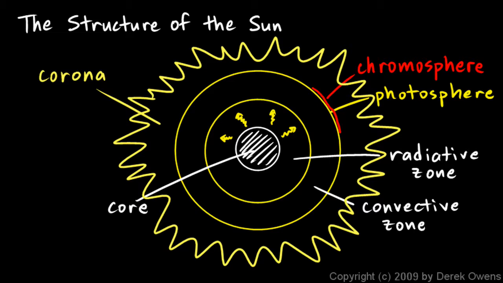In the convective zone, the heat is taken by convection currents within the gases of the sun. Think of these gases as swirling here and carrying heat up to the surface, up to the photosphere. And to get from the core out through the radiative zone and the convective zone out to the photosphere takes 10,000 years or more.